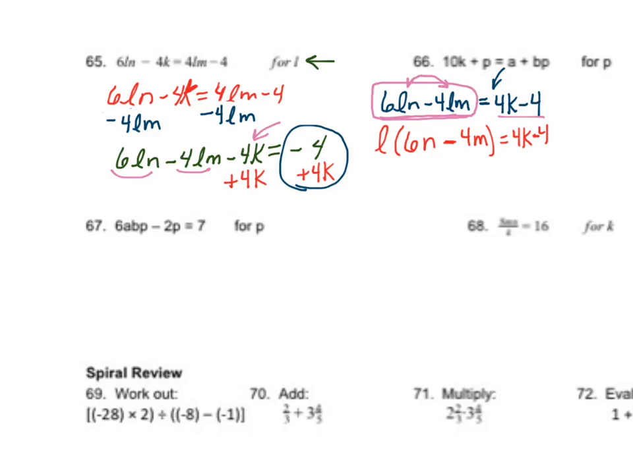Okay, final step, this is just L times some ugly number, but it's all grouped together. So I treat it like one factor, and I just divide it away. If I divide this side, I have to divide this side. And so my final answer is going to be L equals 4k minus 4 over 6n minus 4m. And those should be an m right there and an m right there.